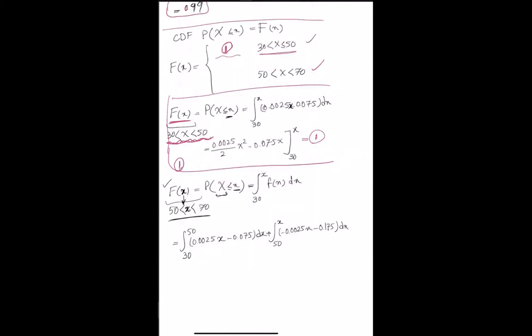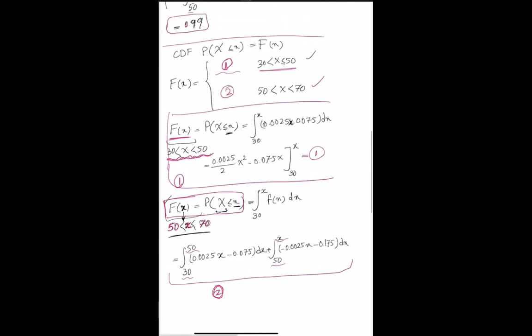If I do the calculations, solve these integrals and put in the lower bound, upper bound, lower bound, upper bound, whatever we are going to get, I'm going to call it function 2. That's the result of the cumulative distribution function when x is between 50 to 70. And whatever I come up with is what I'm going to put here for the time when x is between 50 to 70.